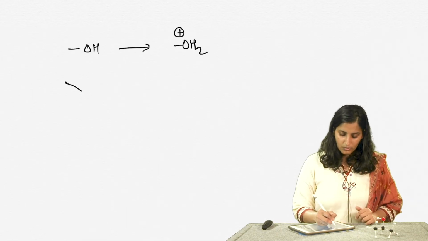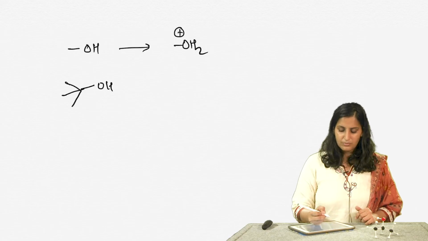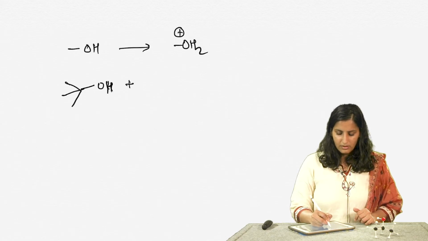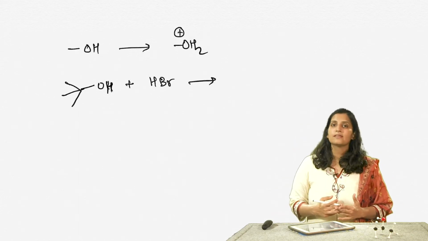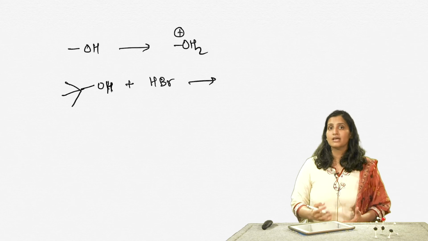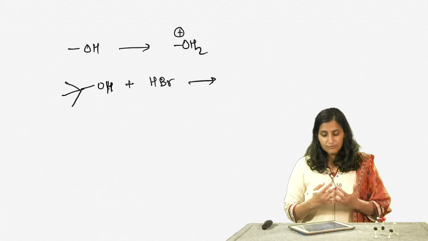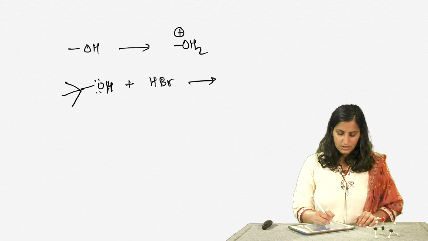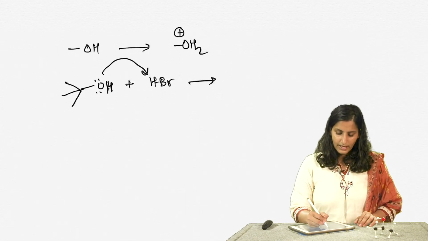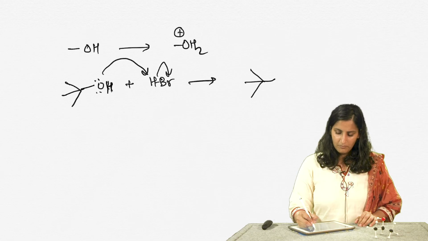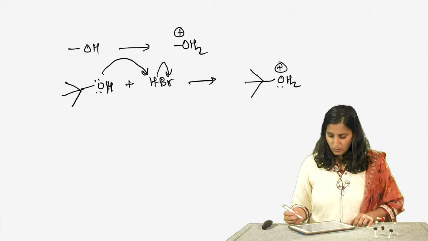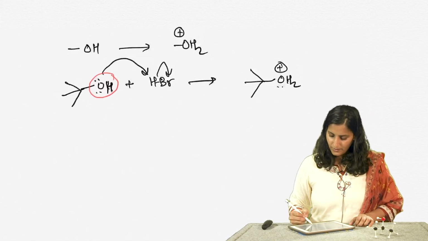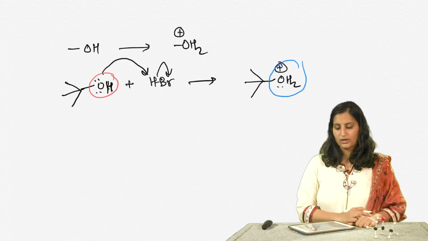So, tertiary alcohol, for example, I am going to take tertiary butanol. When you react it with a really strong acid like HBr, remember alcohols, because they are weak bases as well, the first step happens wherein the OH will attack this proton and form this protonated alcohol molecule. Now, suddenly from this OH, which was a bad leaving group, we have converted it to a good leaving group, which is water.